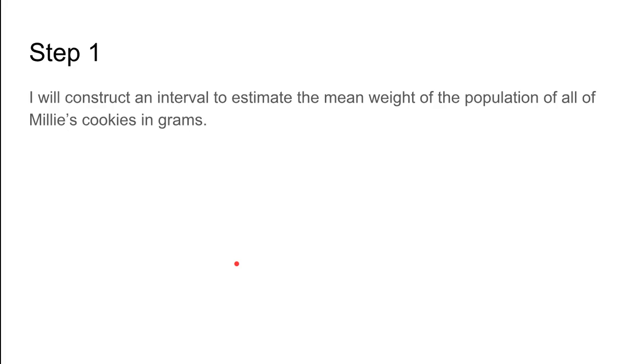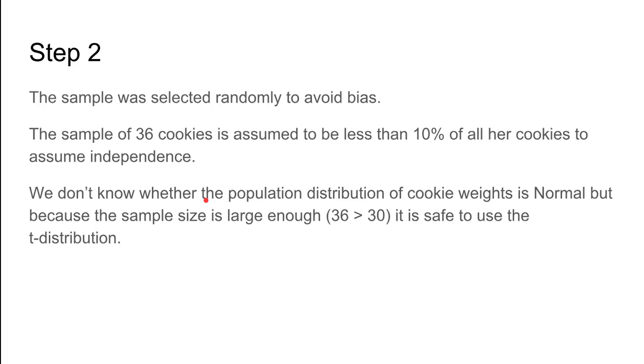All right, step 1 is pretty easy. I will construct an interval to estimate the mean weight of the population of all of Millie's cookies in grams. Pretty easy step. Step 2, the sample was selected randomly to avoid bias. The sample of 36 cookies is assumed to be less than 10% of all her cookies to assume independence. We don't know whether the population distribution of cookie weights is normal, but because the sample size is large enough, 36 is larger than 30, it is safe to use the t distribution.